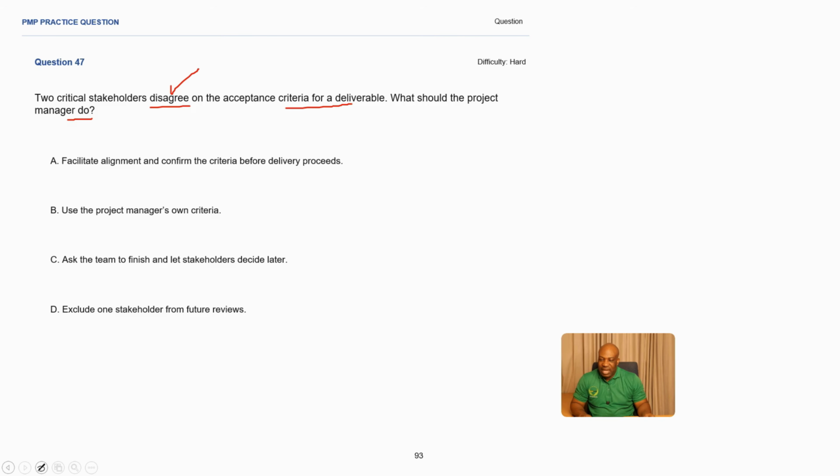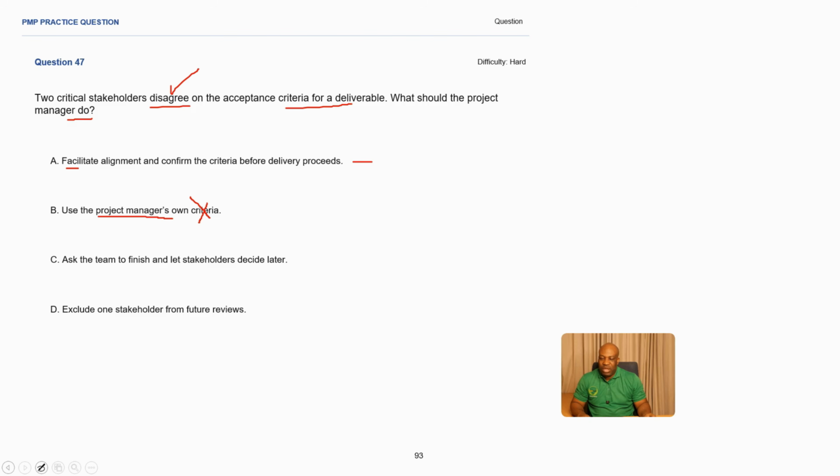A, facilitate alignment and confirm criteria before delivery proceeds. Okay, I like the way to facilitate. You're bringing people together. All right, and then B, use the project manager's own criteria. The project manager is not a subject matter expert and is not even a user, so making this one incorrect. You can't ask the project manager to do that. C, ask the team to finish and let the stakeholders decide later.